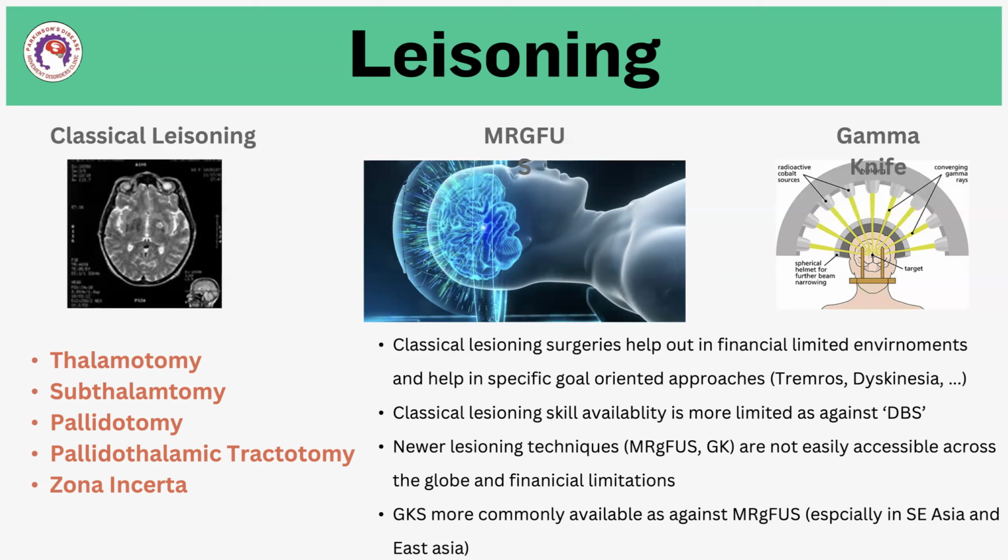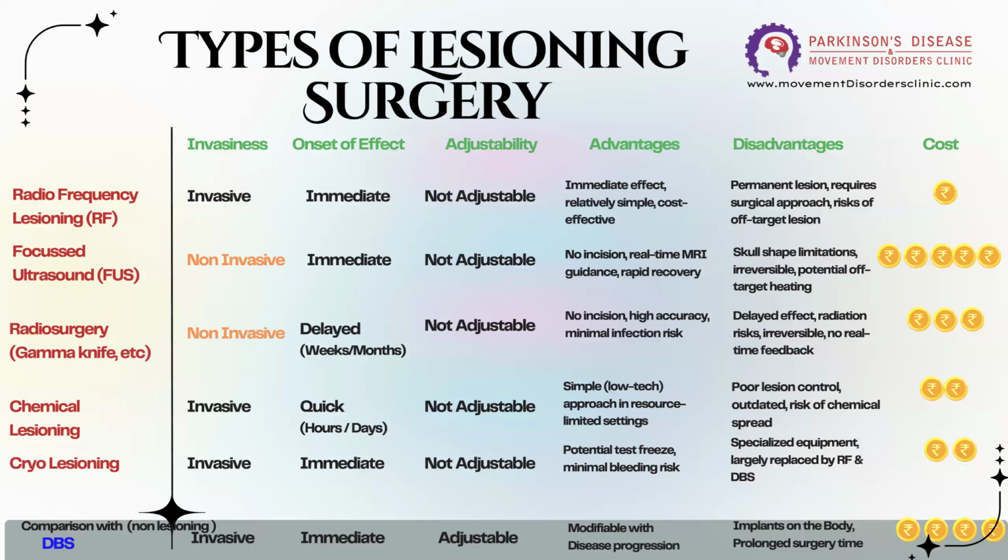Then you have gamma knife. Gamma knife is like a radiotherapy, using gamma radiation to burn a certain part of the brain. So all of them, the concept remains the same. Methods are different. Outcomes slightly vary based upon those things. So what are the different benefits and limitations of each of these surgeries?